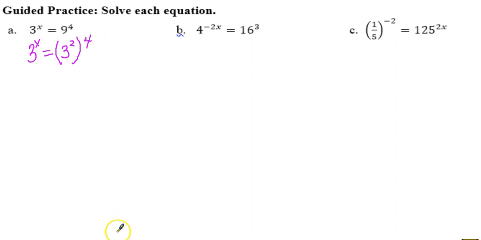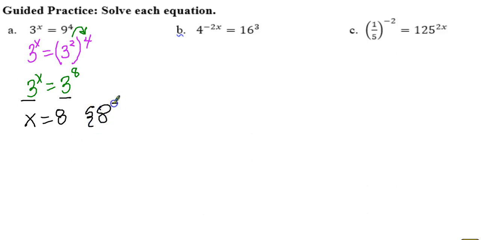Now I'm switching to my second step, which is to apply the power rule. That happens right here. So I have 3 to the x equals 3 to the 8th. That's step 2, apply the power rule. Now what you'll notice is that the bases are the same. Since the bases are the same, that means the exponents are equivalent. I don't have anything to solve here. It's solved for me. So in the solution set, x is 8.